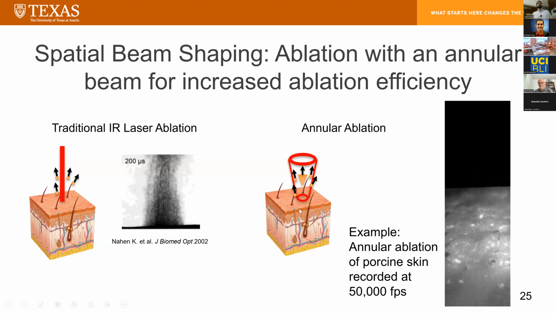So I have a slow motion video here. This is recorded at 50,000 frames per second. This is porcine skin here. And we ablated with the annular beam somewhere here, and you'll see this large fragment of tissue that comes from the tissue surface.